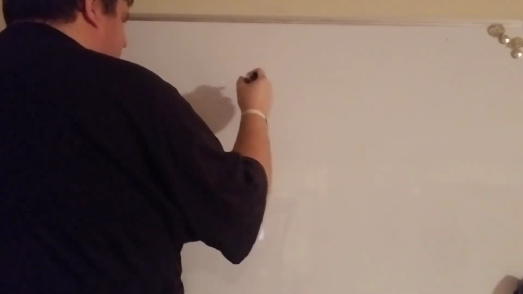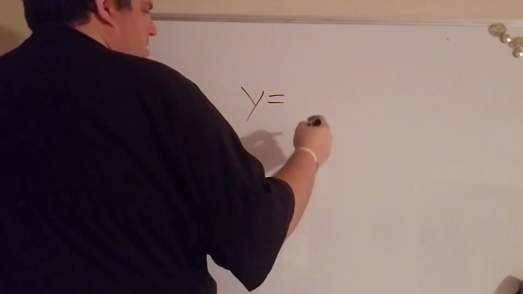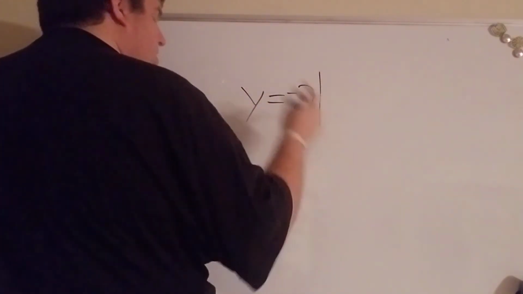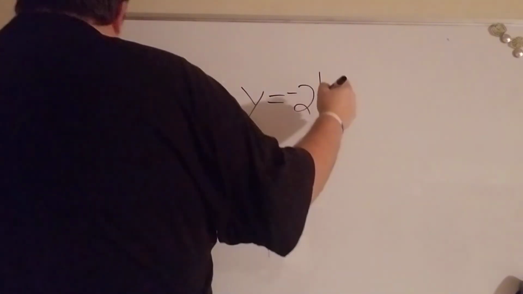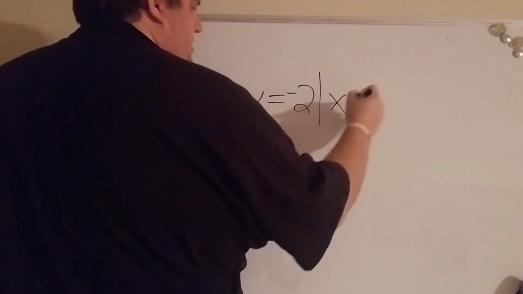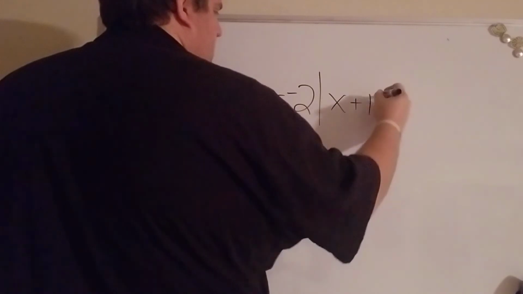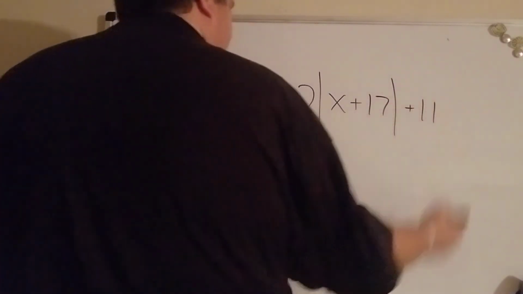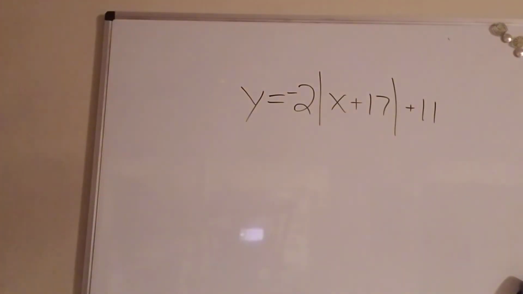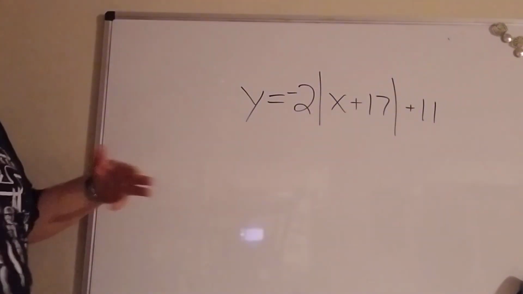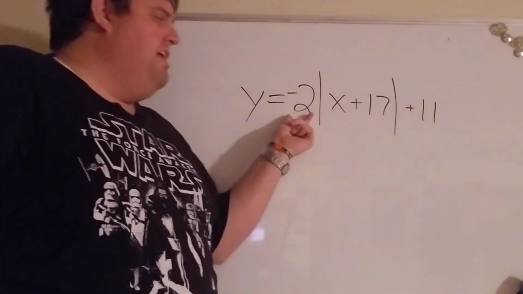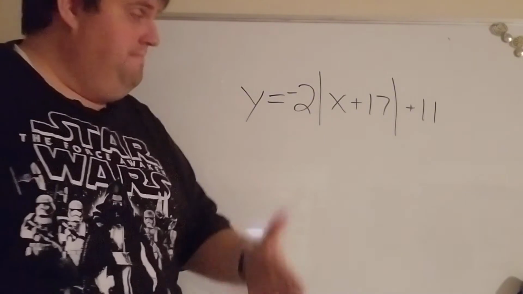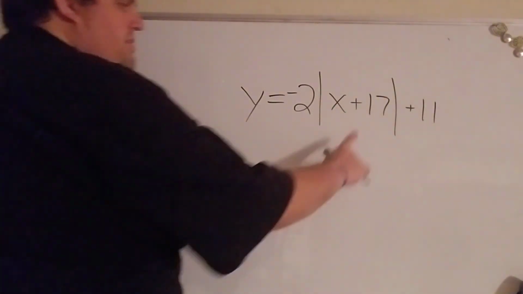So if I had y equals -2 times the quantity x plus 17 plus 11. All right, we have vertex form because there's nothing crazy going on here. We do have an a value here that's going to stretch it, and it's negative, so it's going to flip it, which is fine. We can still find our vertex.